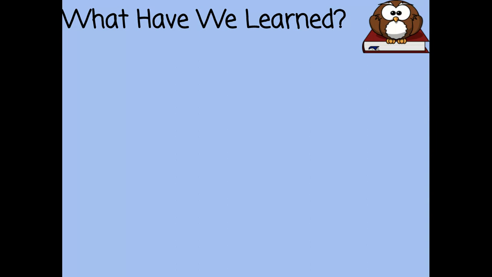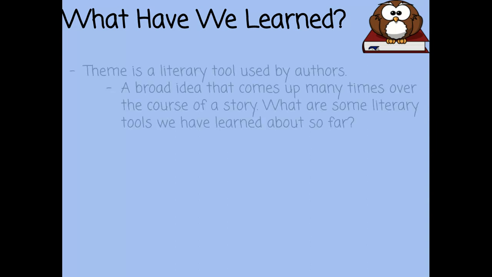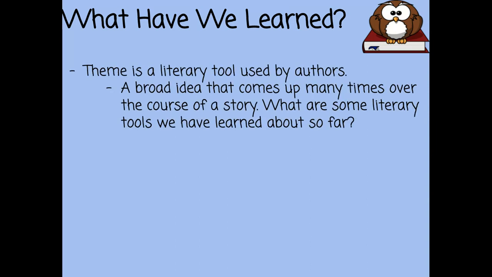So what have we learned so far? We remember we've been talking a lot about themes. And theme is a literary tool used by authors. It's a broad idea that comes up many times over the course of a story. So what are some literary tools that we've learned about so far? Besides theme, we've also talked about perspective. Remember, perspective is through whose eyes are we seeing and experiencing the story.